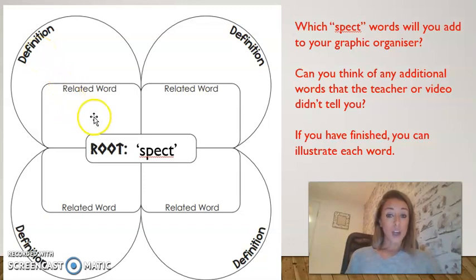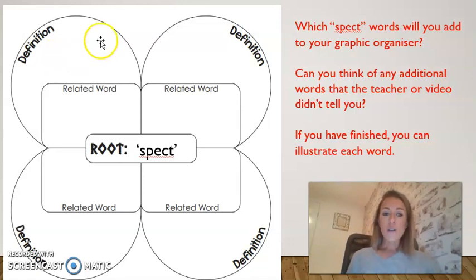So you're going to write the word here. I might write spectator. And my definition is a little sentence or two to explain what that word means. So I might write spectator, a person who watches an event or show or film. Okay? And if I'm feeling even brainier, I might tell you that it's a noun. Okay? I might tell you the word class.